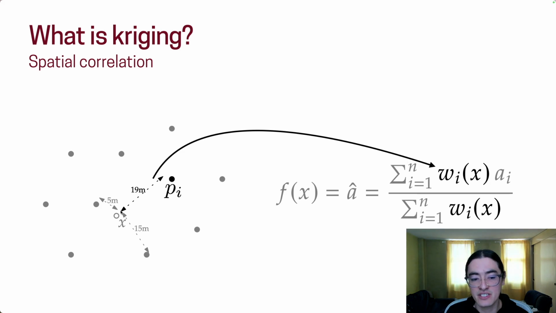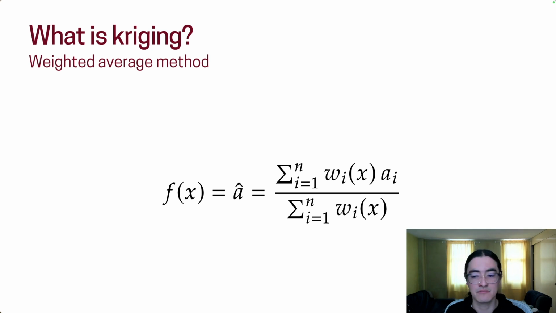Based on this distance, we can figure out the weight. The way in which we do it differs a bit depending on the kriging method and the function that we chose to model the dissimilarity, but it can be obtained. So finally, we just go to the weighted average function, and we compute the value of the interpolated point, in that case x.